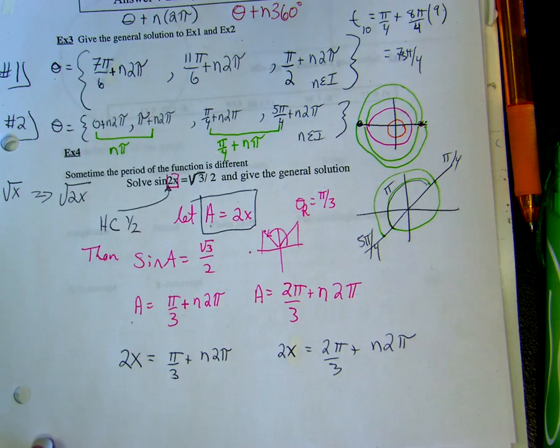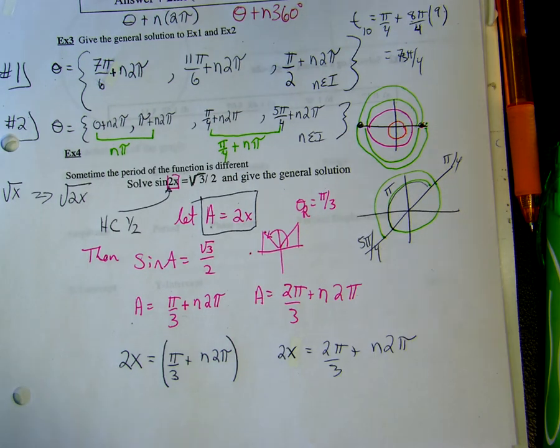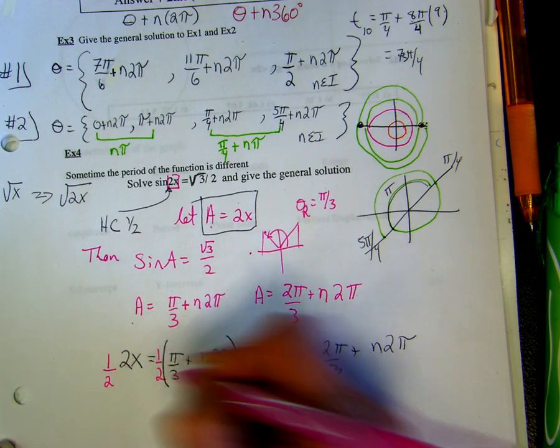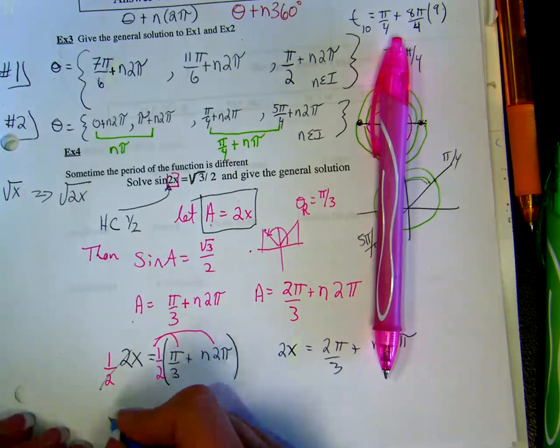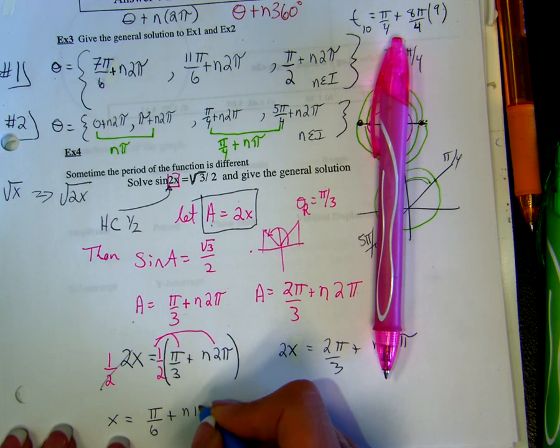Okay, now if I want to solve this, watch this closely. Remember, I kept making a point of saying don't divide by 2, multiply by a half. Dividing by 2 is the same as multiplying by a half. This is where it's going to help you. Multiply by a half, multiply by a half. This distributes to both terms. The 2's cancel. I get x equals pi by 6 plus n pi.